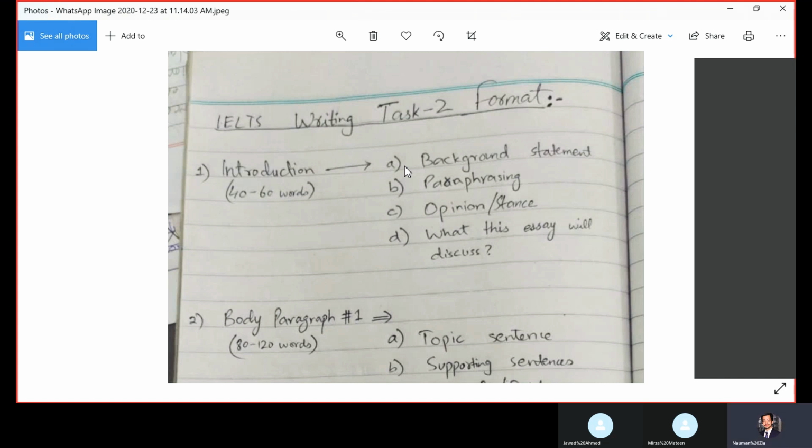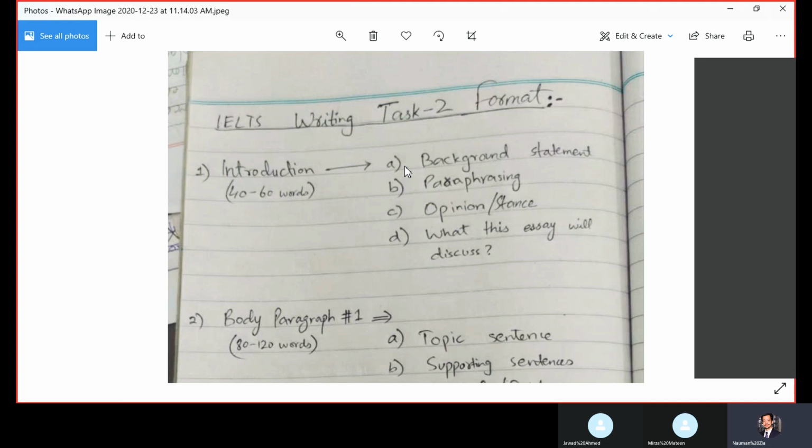Background statement means any statement related to the topic, but should not be the exact topic, right? For example, if you are talking about the online classes, then online classes basically it is about the education. So if you write about the education, then it will be kind of a background statement. And if you talk about the online classes exactly, then that will be the main question, right? Now you will understand it better when I will show you the sample answer after 1 minute.